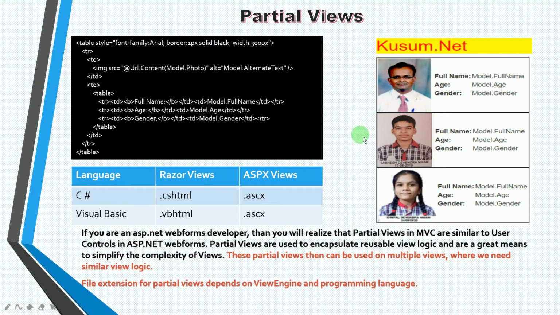Partial views are used in C Sharp and Visual Basic syntax. If you use Razor views in the C Sharp language, then the partial view extension will be .cshtml. If you use Visual Basic, then it will be .vbhtml. But if you use ASPX views, the extension will be .ascx, either with C Sharp or Visual Basic.